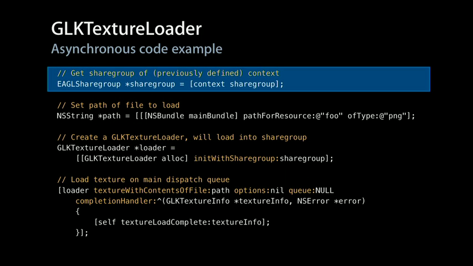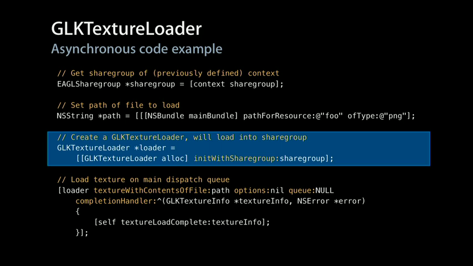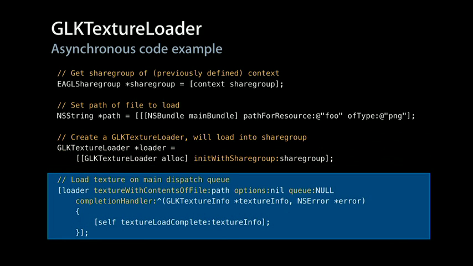So here's how that works. We've already created our context, and we get its share group. And again, we set up our path to our file, and now we create the texture loader and initialize it with the share group. And then here's where the work happens. We're calling texture with contents of file, passing the path, any options, a GCD queue, and a block as a completion handler. Note that a queue of null means the default queue. And when it's all finished loading, our block is going to execute, passing the texture info, which I'll use later to bind the texture.